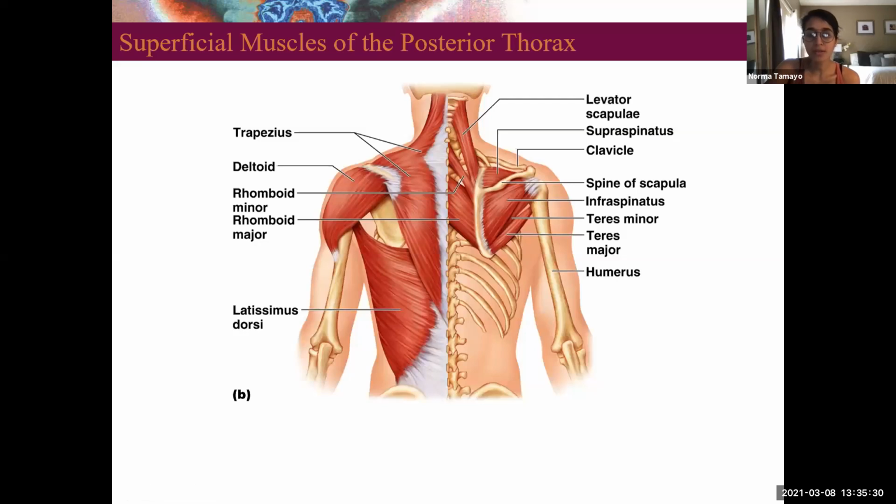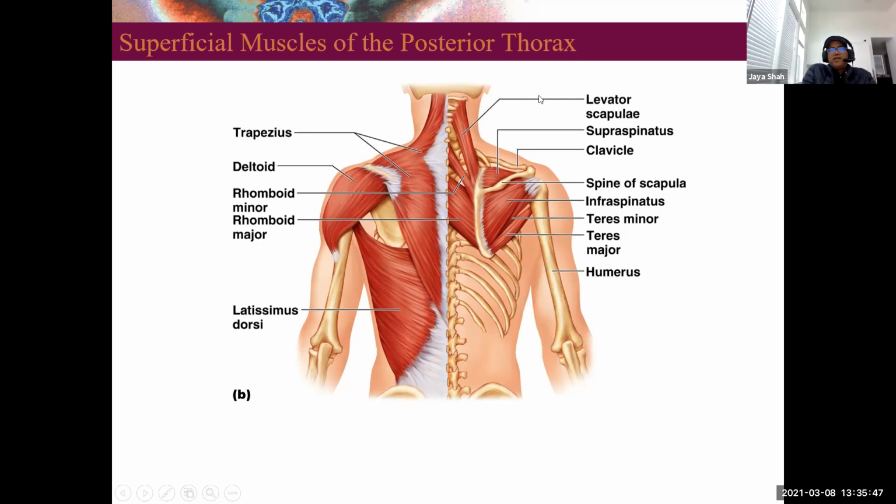They're all attached to the scapula. Yes. And both of them are deep muscle. In both muscles, which one is superior, major or minor? Minor. Minor is superior, and major is inferior. Are you guys following me? Can you repeat that again?